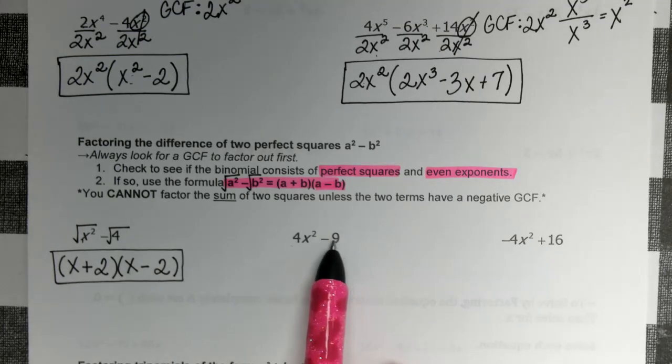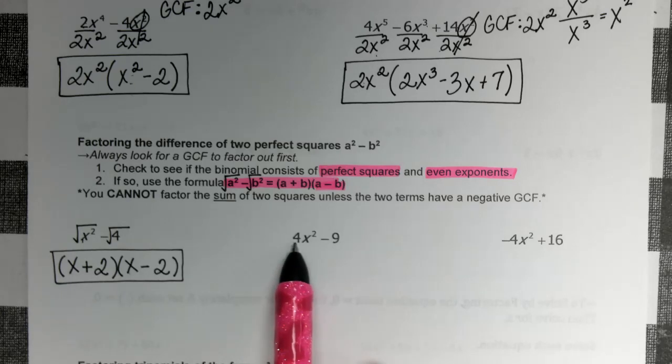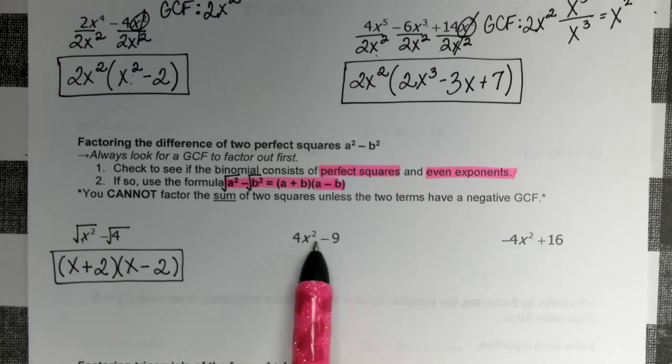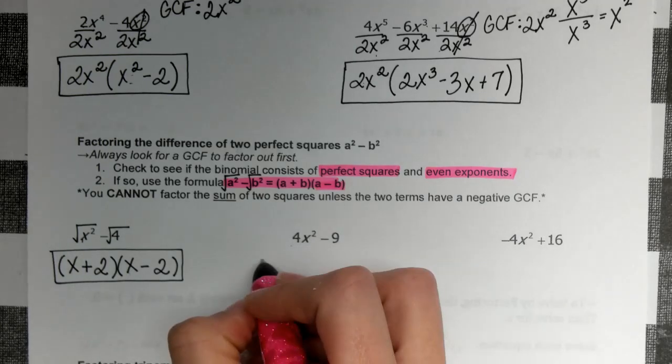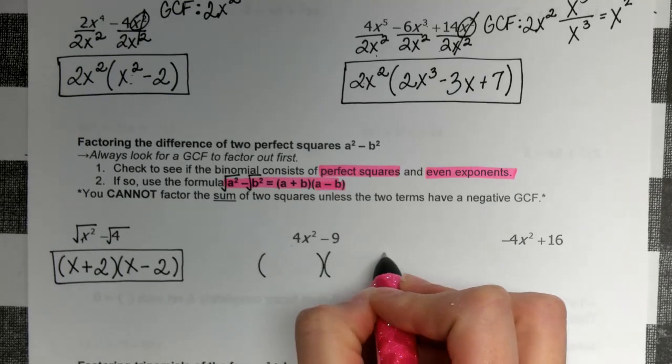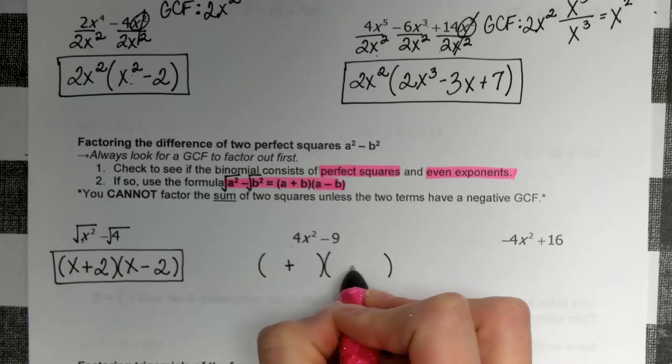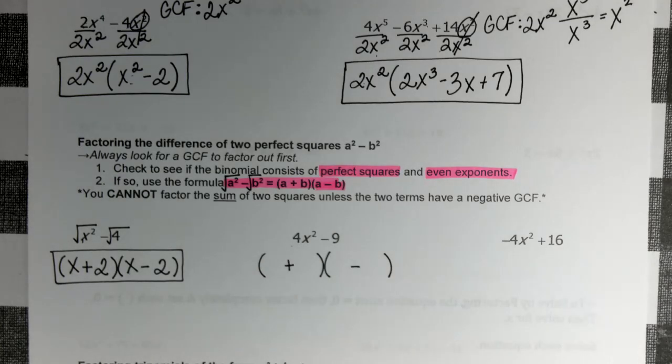Between 4 and 9, I do not. So then I check, are these perfect squares? They are. I've got my minus sign, I've got my even exponent, so I'm good. So they're going to separate into two parentheses. One's a plus, one's a minus. I take the square root of 4x squared.